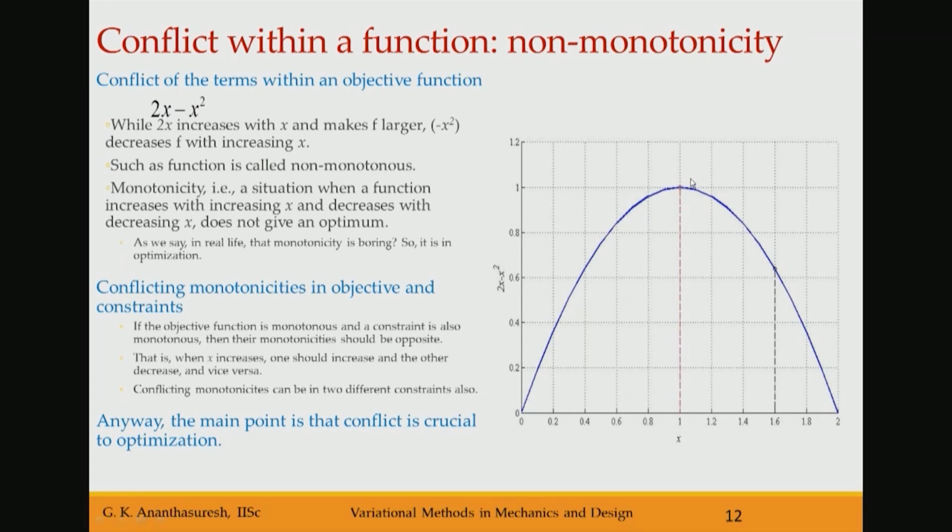If you look at this function now, it is non-monotonic. Monotonic means that it keeps on increasing or keeps on decreasing, like monotonous life, there is no change. Now, this is non-monotonic, it increases first, achieves the maximum and then decreases. So, that is interesting because there you have an optimum, in this case a maximum. Okay.